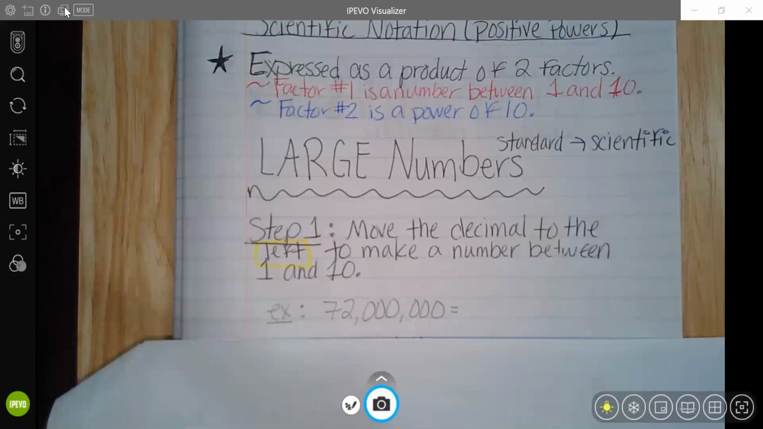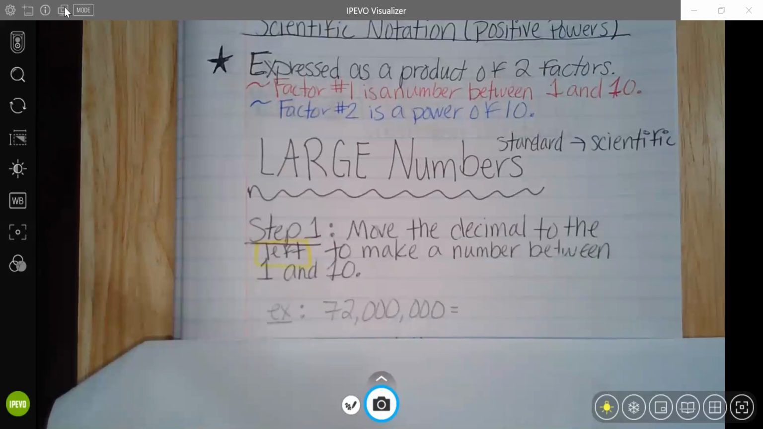All right, so before we go off on a different tangent, because we can, let's look at this example. We have 72 million, and we're gonna go into scientific notation. So we're gonna move the decimal to the left to make the number between 1 and 10. We have a whole number, but I don't see a decimal. So where is that decimal in 72 million? Go ahead and give me a vertical hand. Who knows where the decimal is?